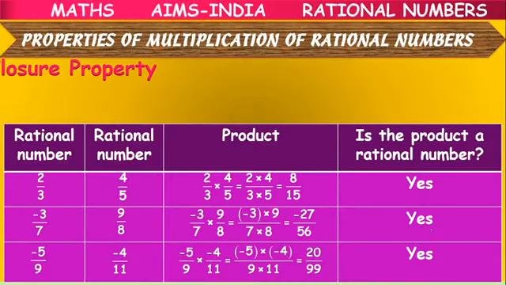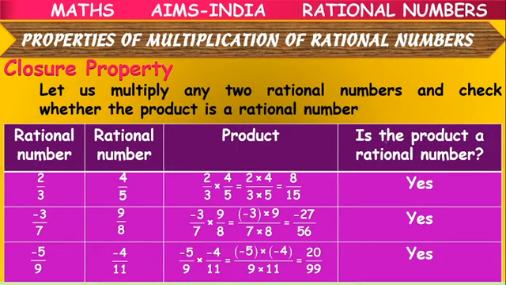Next, properties of multiplication of rational numbers. Okay children, properties of multiplication of rational numbers. So first property, closure property, like addition, subtraction. Let's check in the multiplication process also.